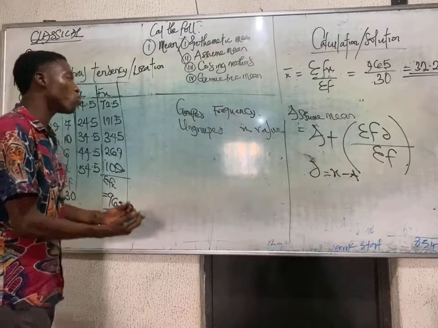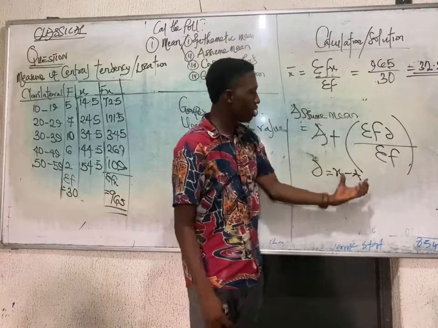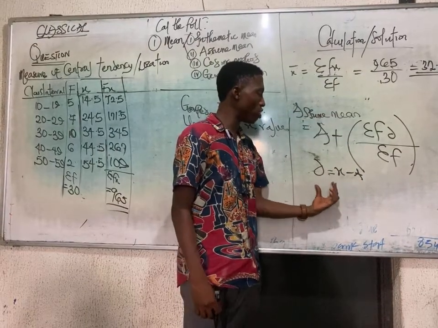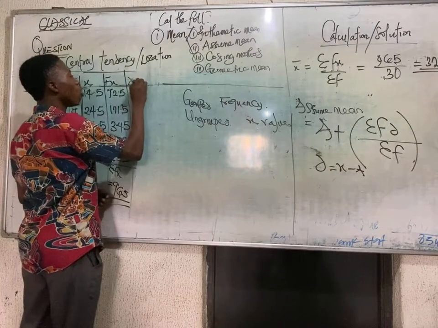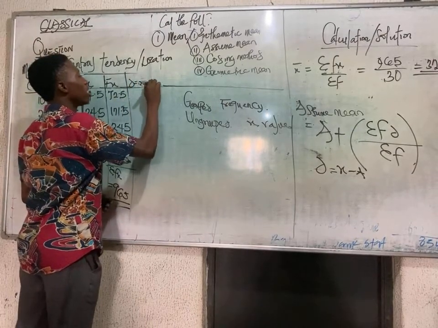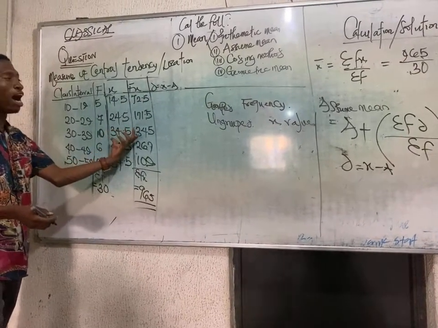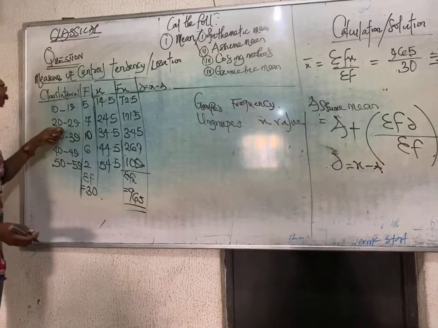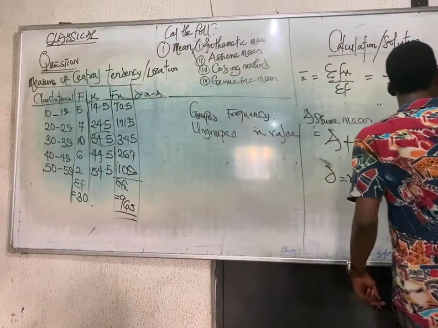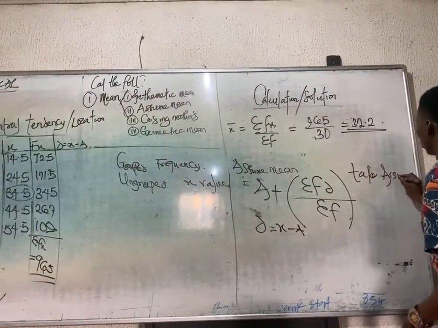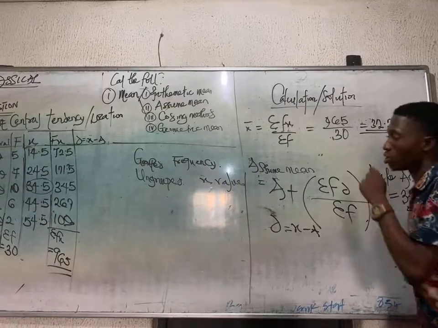So with the formula we know where we are going. Now let's take it one after the other. The first thing to solve for is d, and d is derivative. Derivative equals what? x minus a. So let's do that first. Derivative equals x minus a. Do not forget that our assume is 34.5, the highest of the frequency traced to your x value, which is this 34.5. So assume equals 34.5. So that's my assume.